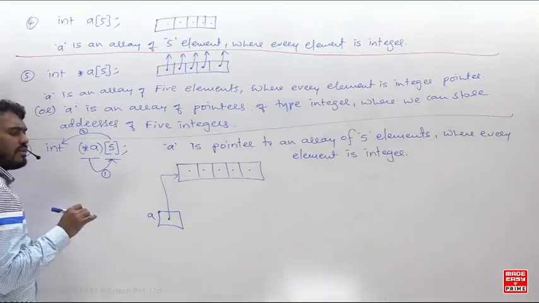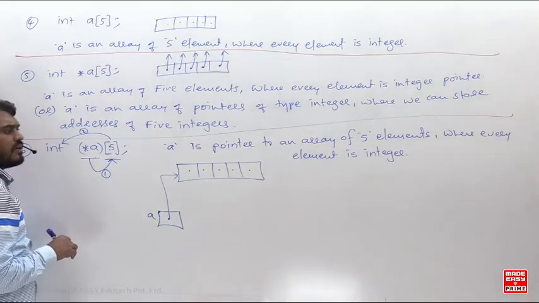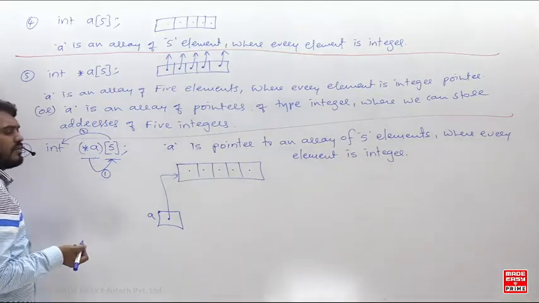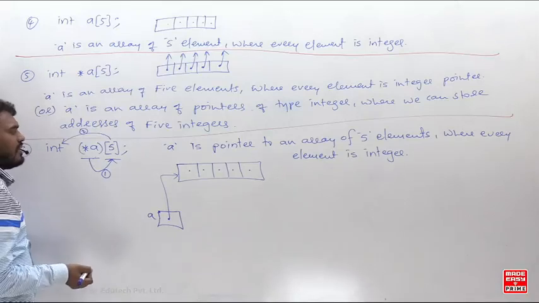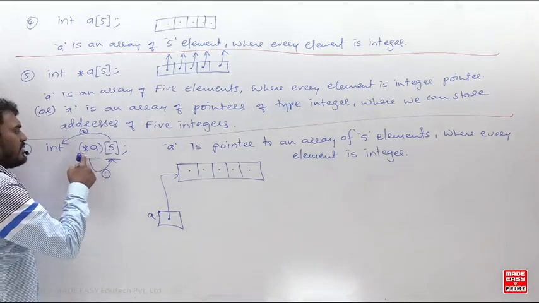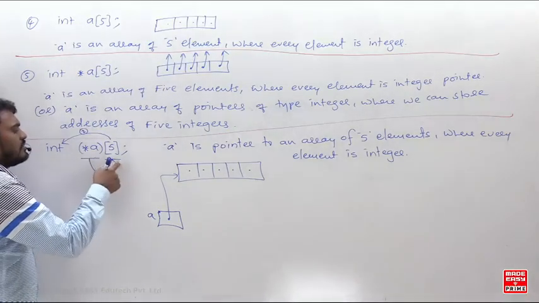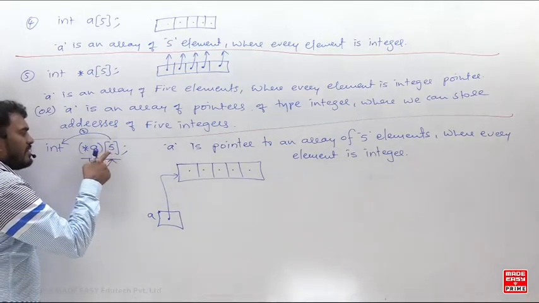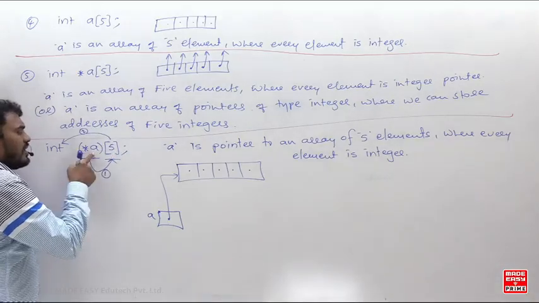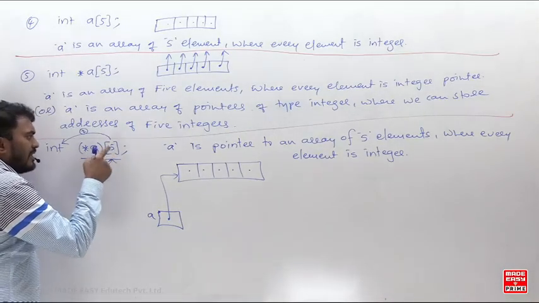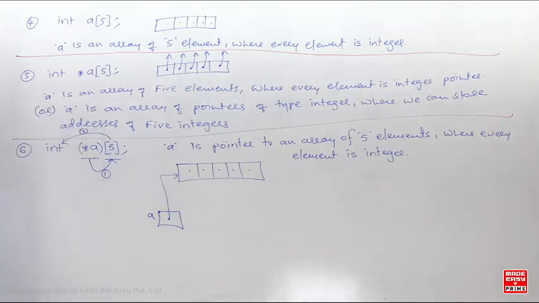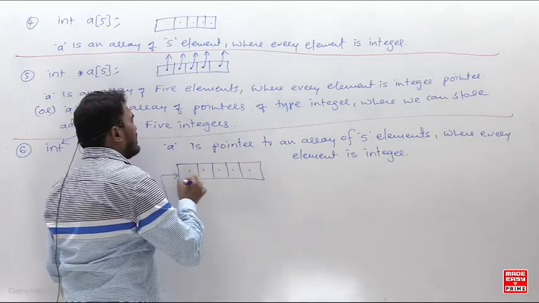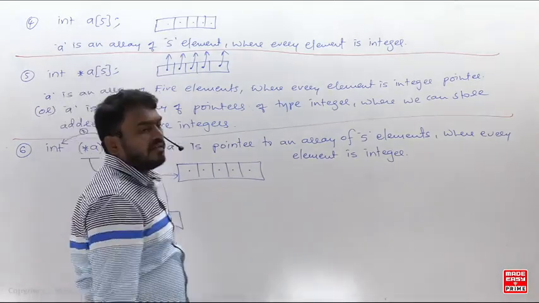Remember, the rules are already framed in the C language. We should follow the same rules that are given in the C language. First you have to read this bracket. So this is A. A is a pointer to array. That array is having 5 elements, and every element is an integer. So A is a pointer to array of 5 elements, where every element is integer. So this is how the diagram will be. Your A is a pointer to this entire array of 5 elements. Is this clear for everyone?